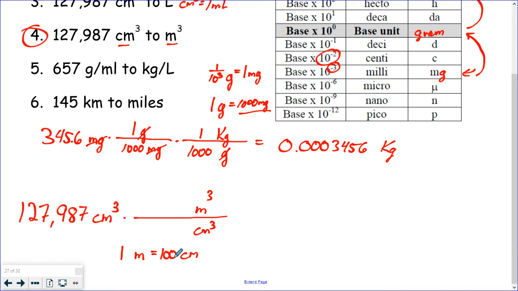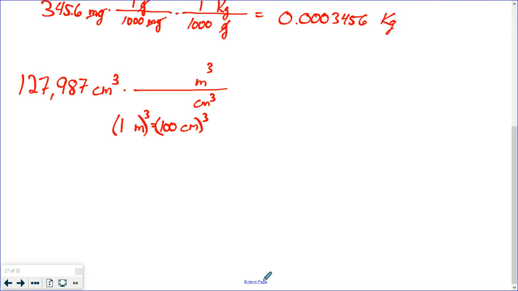Now that's a length measurement, but I want a cubed one. So how do I get the relationship between the cubes? Well, if I take this side and cube it, and this side and cube it, if I do the same thing to both sides, they're still going to be equal to each other. So 1 cubed is just 1, and a meter cubed is a meter cubed for units, equals 100 cubed. 100 cubed is 10 to the second power raised to the third power, which is 10 to the sixth power.